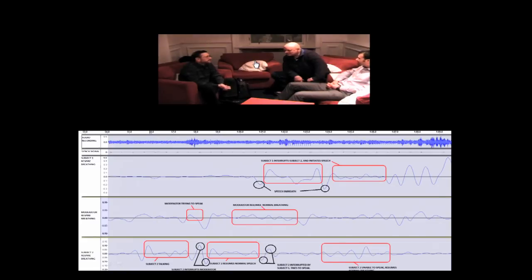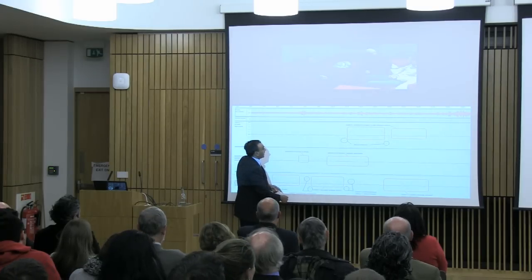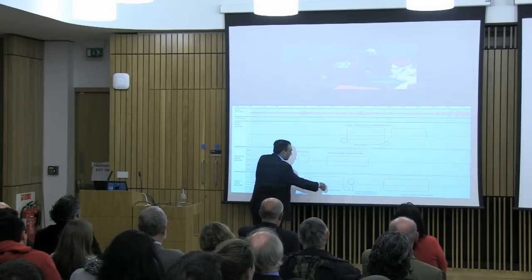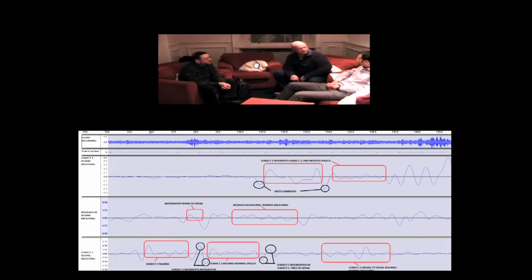And let me see if it actually works here. So you will see a snippet of conversation, which might not be loud enough, but that's less important. What is important is we have subject 1, subject 2, and then the moderator, and we can actually identify episodes where each of these subjects is talking, and we can identify the in-breaths in these people, and also episodes where an in-breath was taken but not followed by a speech episode.